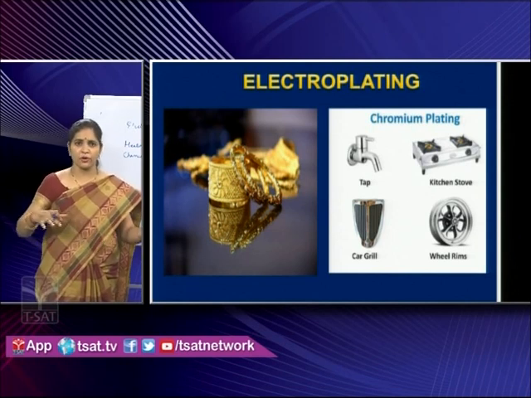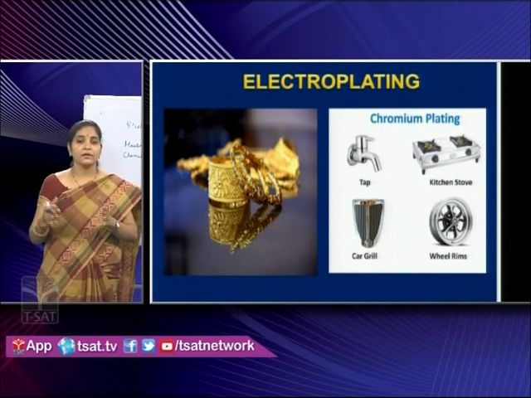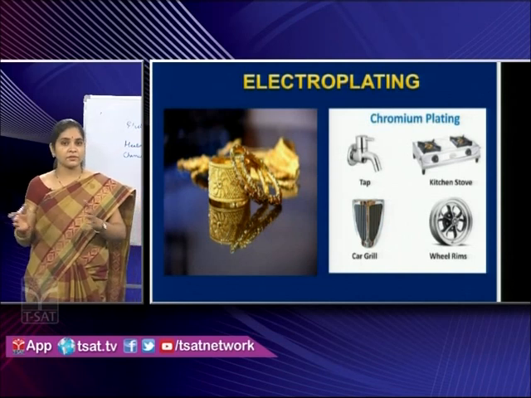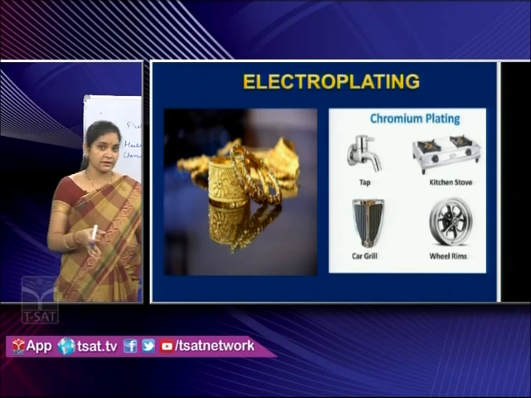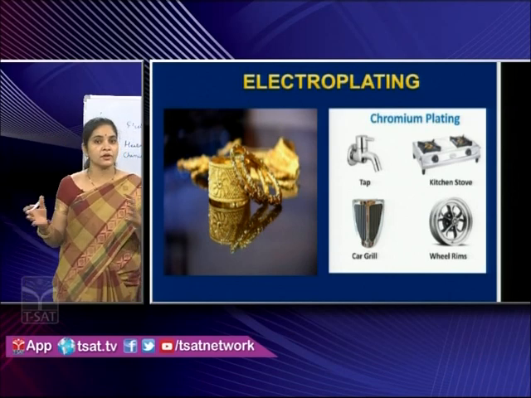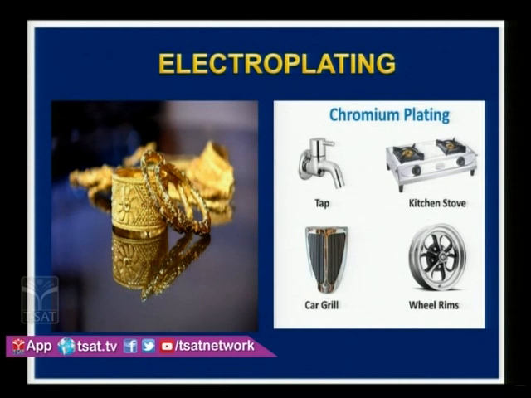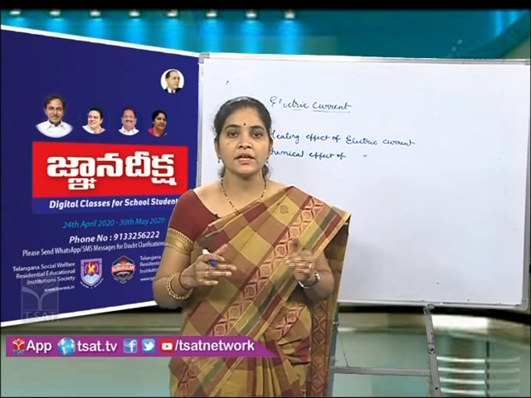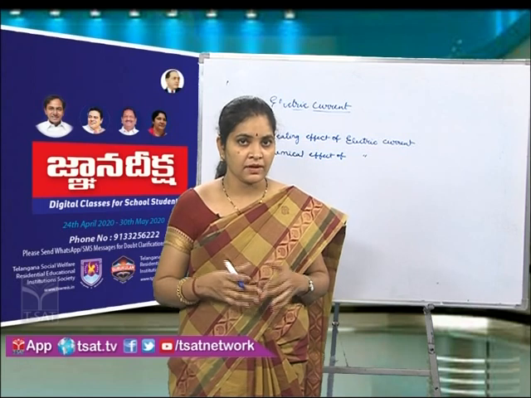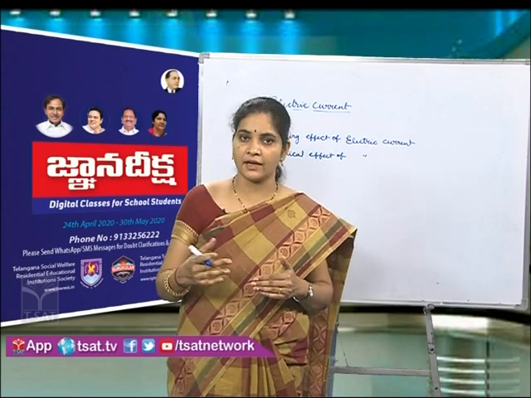Not only that, automobile parts are coated with a non-corrosive metal, chromium. The iron which is used in the construction of bridges and multi-storied buildings are coated with zinc. A fine layer of metal coated on another metal by passing electricity into the solution is known as electroplating. Now, these are some of the applications of chemical effect of electric current.